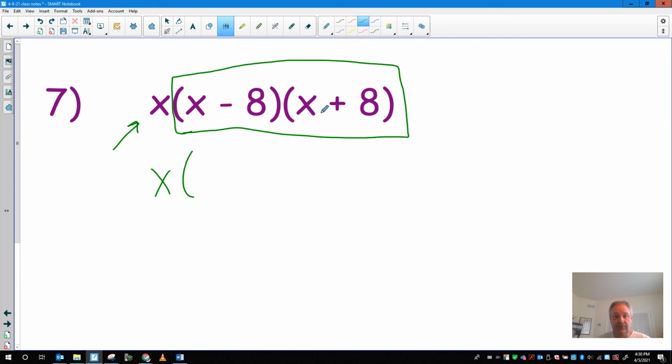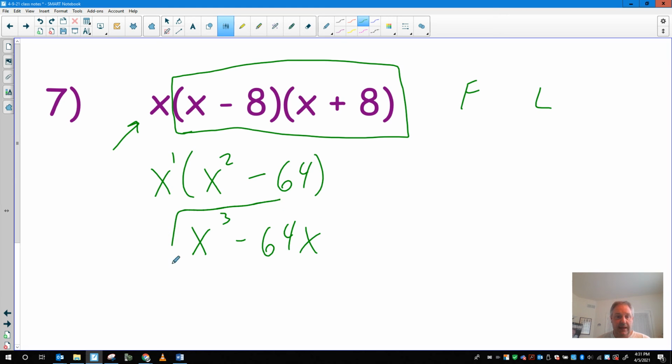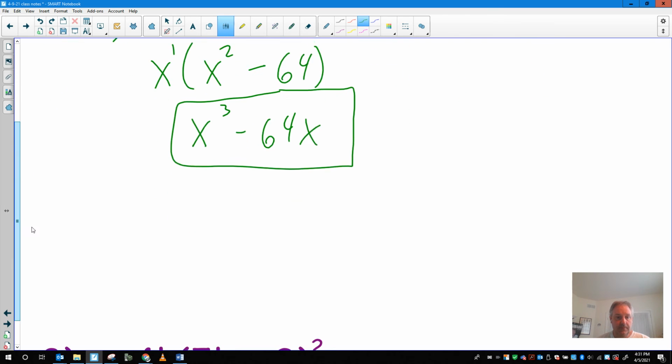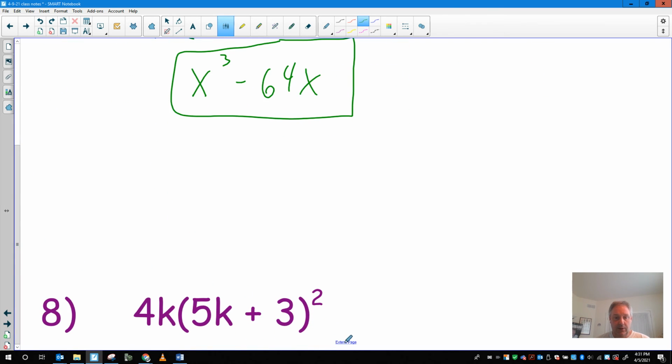So I have the x. These are conjugates, so I just do the first. X times x is x squared. Negative 8 times positive 8 gives me minus 64. Again, these are conjugates, so I just do the first and the last. And then I just distribute the x. Again, I'm really adding my exponents, so x cubed minus 64x, and that is my answer. Go ahead and try this.